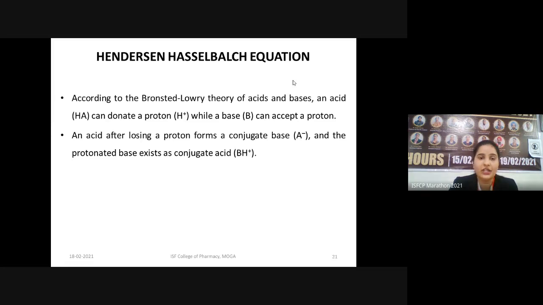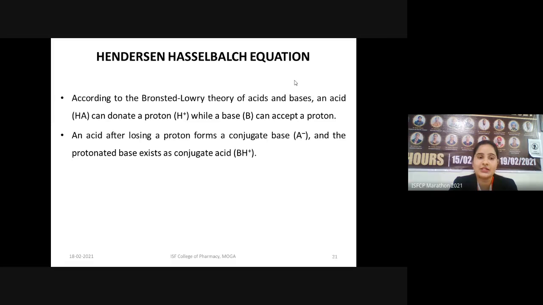According to Arrhenius theory, an acid is a species which can donate a proton, while a base is a species which can donate hydroxyl ions. Whereas according to Bronsted-Lowry theory, an acid is definitely a species which can donate a proton, while a base is a species which can accept a proton. So an Arrhenius acid is a Lowry-Bronsted acid, but an Arrhenius base is never a Lowry-Bronsted base. So these two things should be kept in mind.